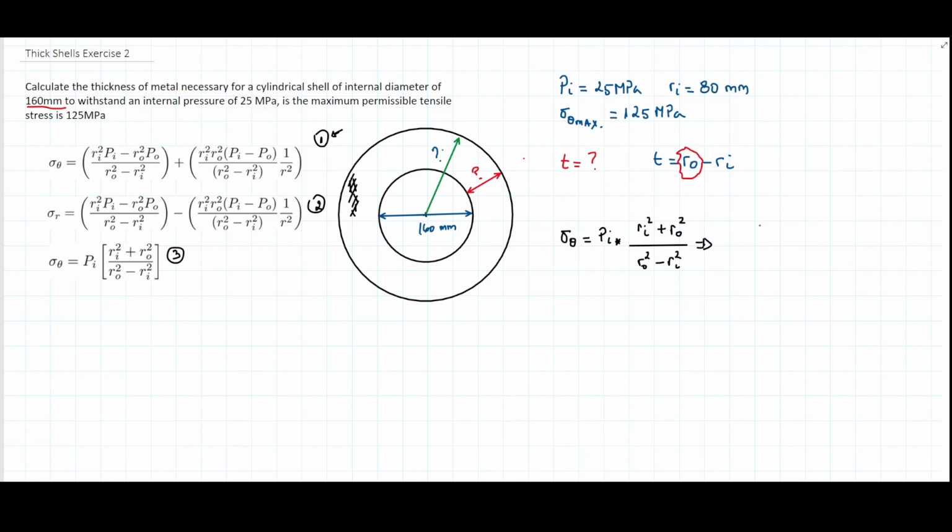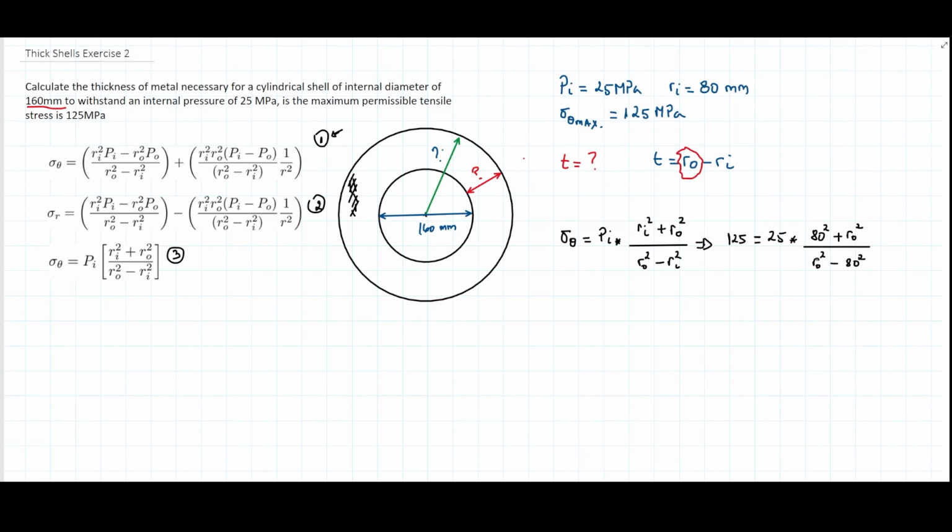So the maximum circumferential stress is going to be 125 megapascals. Actually, let me get rid of the units because they are going to match perfectly, so I'm just not going to write them this time. The internal pressure is going to be 25, which multiplies this fraction, which is non-dimensional. That's why I'm not writing the units along. I'm going to have here 80 squared plus RO squared, divided by the outer radius squared minus 80 squared. Then let's just solve for the outer radius.